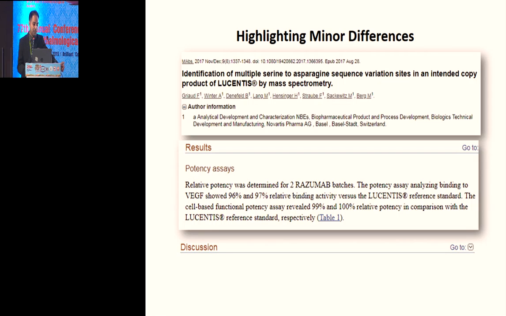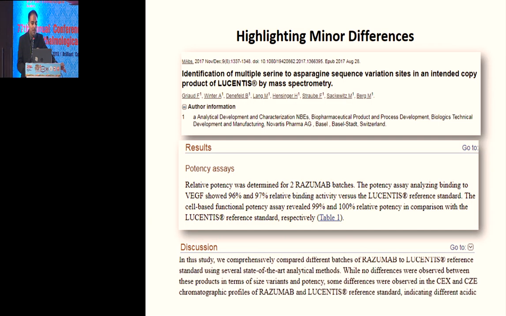If you look at the results and discussion, the relative potency was determined in two ranibizumab batches. The potency assay analyzing binding to VEGF showed 96 to 97% relative binding capacity similar to the Lucentis reference standard, and the potency revealed 99 to 100% relative potency compared to Lucentis. So essentially they were similar, so they can highlight the minor differences.